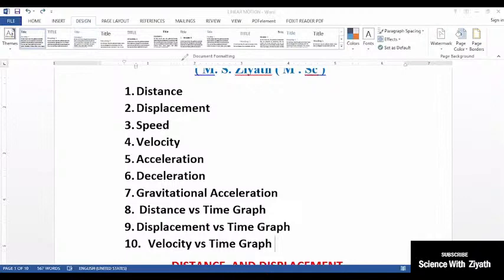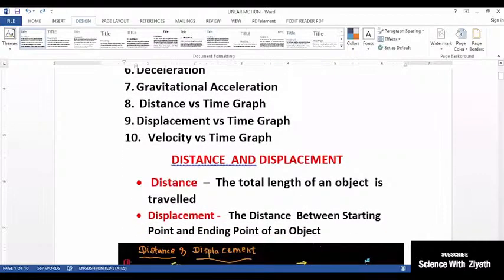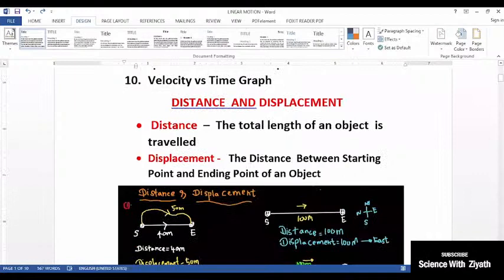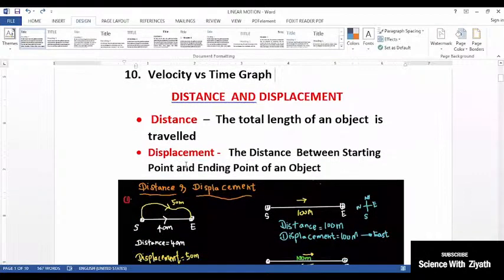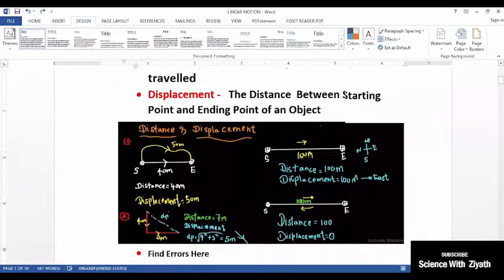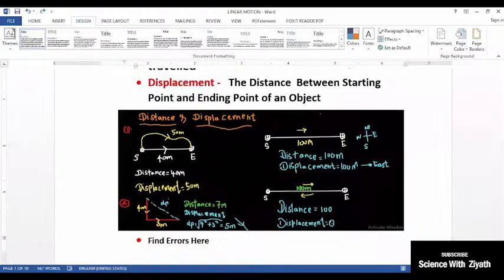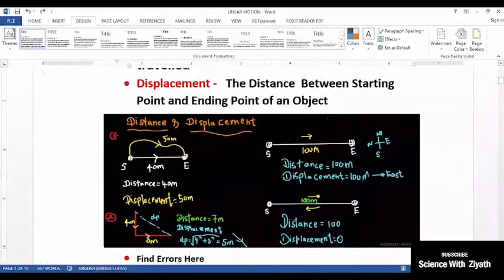The last classes we discussed what is distance and what is displacement. The total length of an object's path is called distance, and the distance between the starting point and ending point is displacement. I'm just revising the last classes, right? Here look at that.